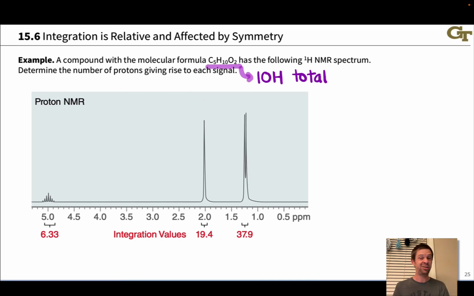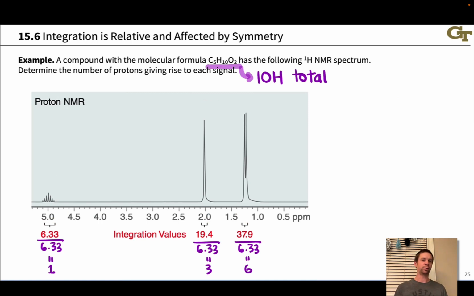And if I get a number that's, say, smaller than that, say 5 rather than 10, I may need to scale all the integrations up. After noting that, we're going to look for the smallest integration value from among the random values here in red, and divide all 3 of the integrations by this smallest number. That's 6.33, so we're going to divide each of these by 6.33. The most downfield signal comes out to 1, the one in the middle we end up with 3, and the most upfield signal we end up with an integration of 6. So this is the lowest whole number ratio of the integrations, 1 to 3 to 6.